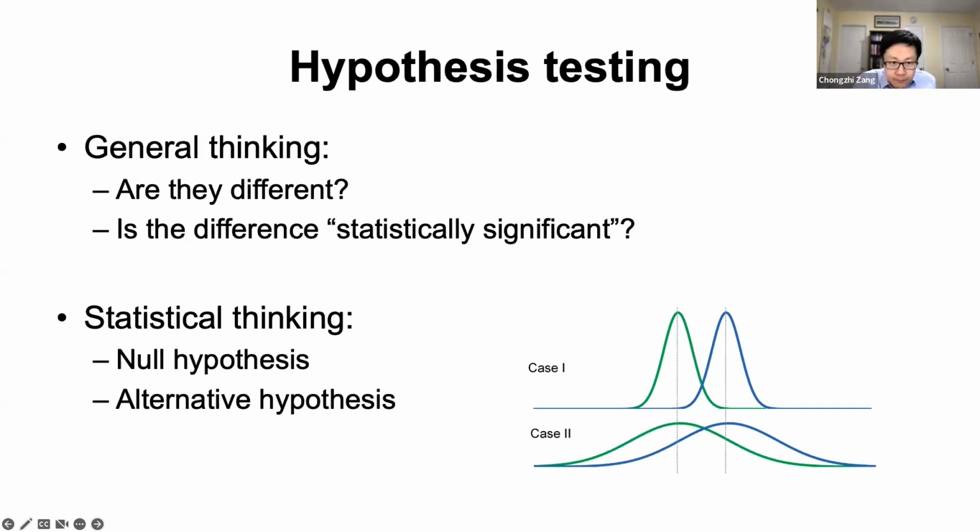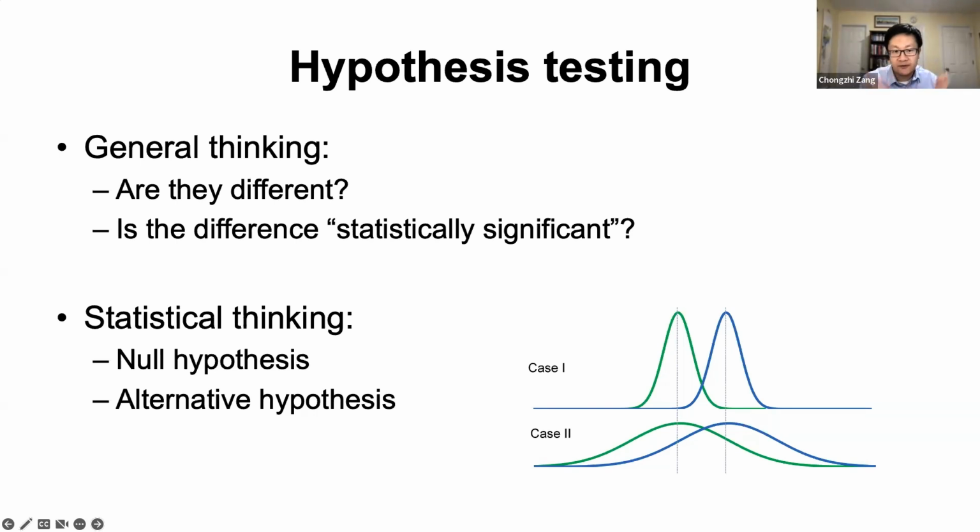All right. The next concept is about hypothesis testing. I think one of the most important purposes of this class is to give us an idea about the concept of statistical testing and statistical thinking, which means that statistical thinking can be different from general thinking, right?